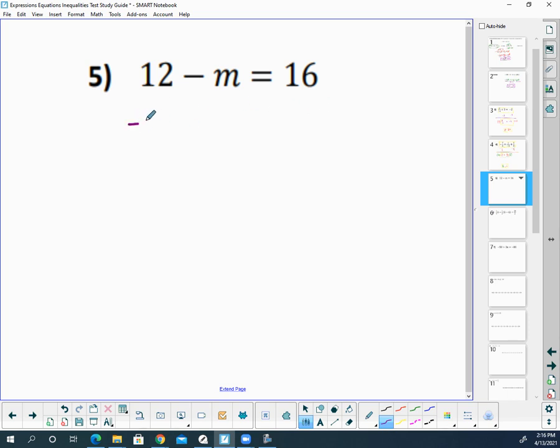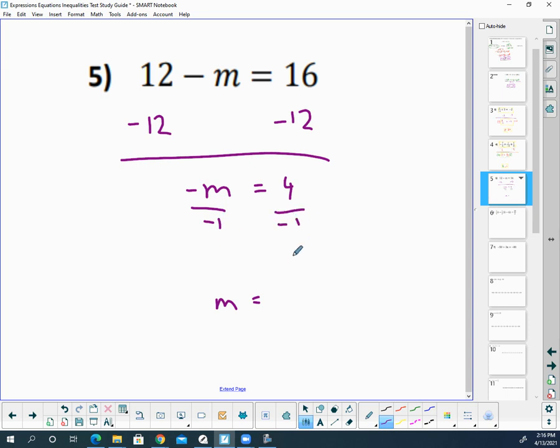All right, number 5 is 12 minus m equals 16. So if I subtract 12 from both sides, I get negative m equals 16 minus 12, which is positive 4. Well, I don't want negative m, I want positive m. So I can either multiply or divide both sides of this equation. I'm going to choose to divide by -1. So if I divide one side by -1, I divide the other side by -1. 4 divided by -1 gets me -4. And of course, on this side, negative m divided by -1 is positive m. So m equals -4.